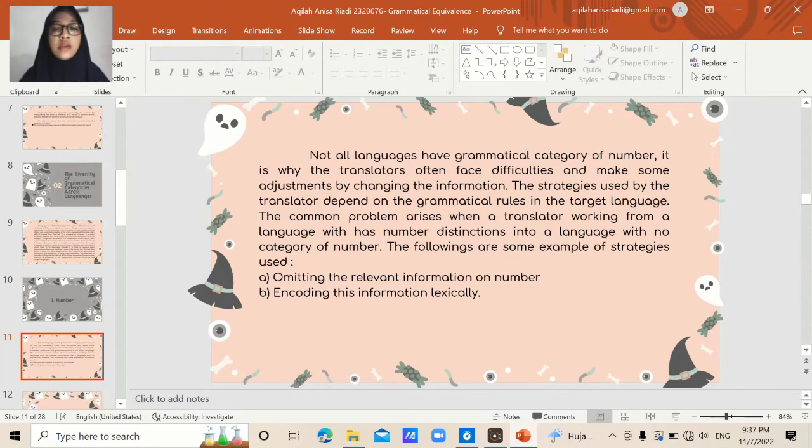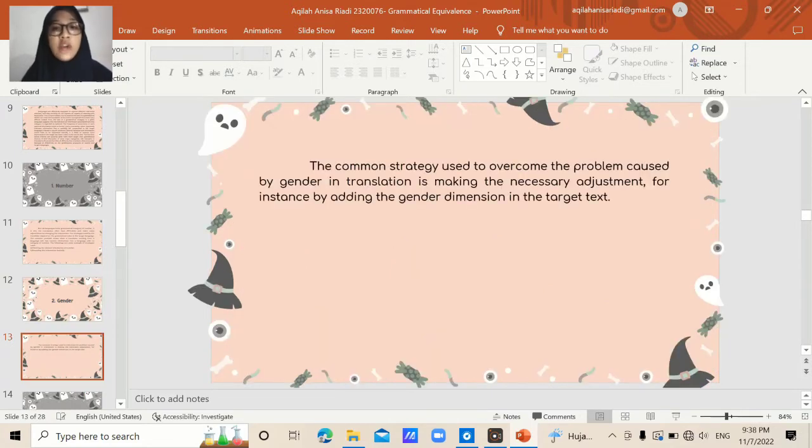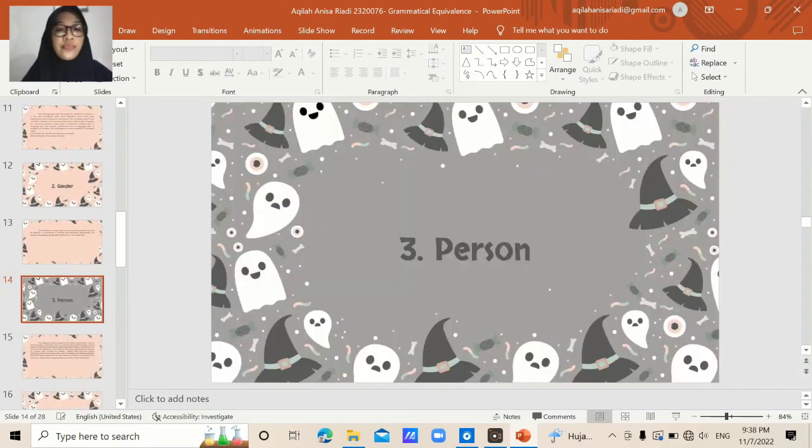The common problem arises when a translator is working from a language which has number distinctions into a language with no category of number. The following are some examples of strategies used: omitting the relevant information on number and encoding this information lexically. 2. Gender. The common strategy used to overcome the problem caused by gender in translation is making the necessary adjustment, for instance by adding the gender dimension in the target text.